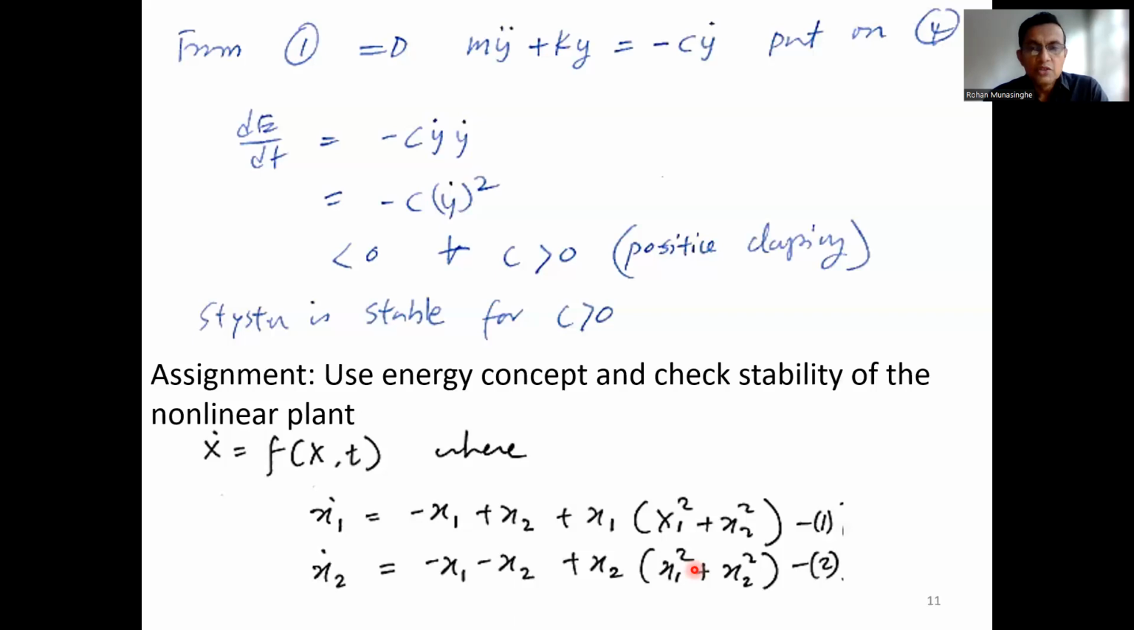Okay. So then please take down this one. Even though I have written it like an assignment, it's not an assignment, it's a take-home exercise. Write it down. There's a plant, x dot equals function of x and t. It's a nonlinear plant in general. And you are given the state equations. x1 dot equals like this, x2 dot is like this. Okay? You have the system equations.